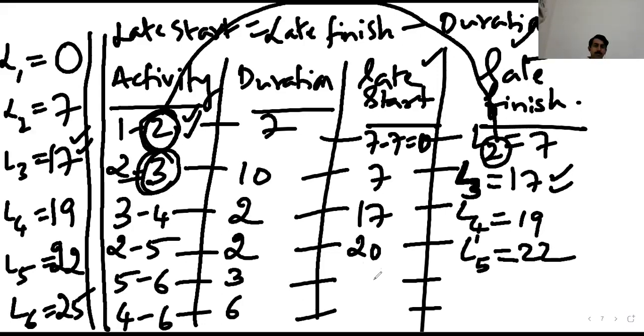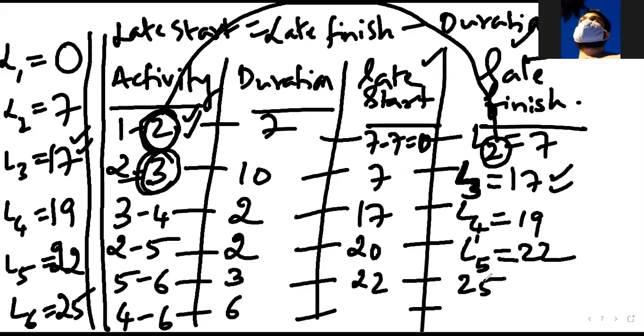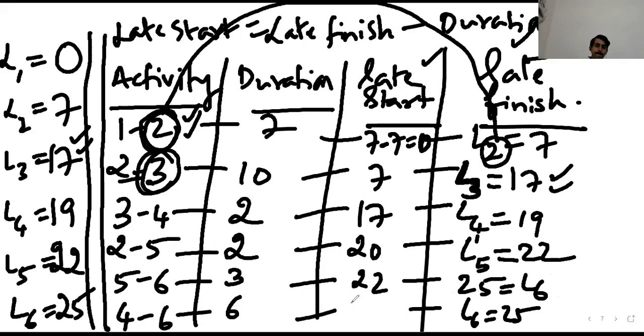Next, L6 is 25. What should be the late start? 19. So this is basically the calculation. If anyone has any doubts, you can ask.